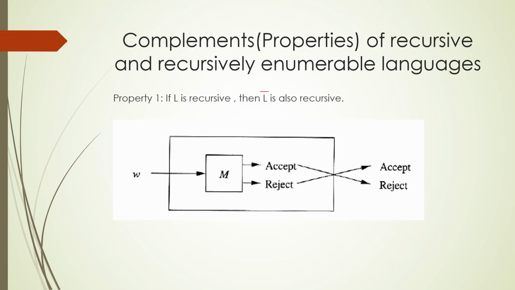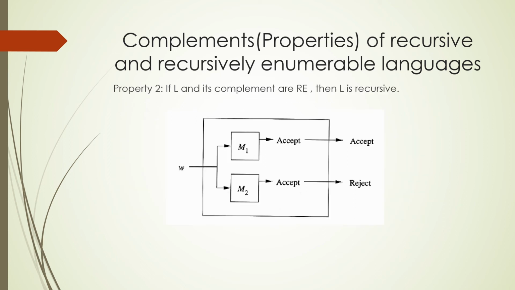The Turing machine M, which we have constructed for the language L, when it accepts, the new machine has to say reject. Similarly, when M says reject, the Turing machine that we have constructed for L bar says accept. Right? So the Turing machine which we are able to construct for L bar is capable of producing the outputs yes and no. Hence we can conclude that L bar is also recursive.